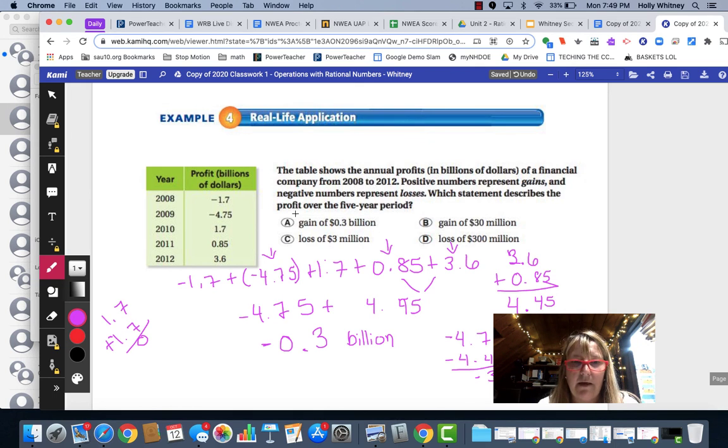So I know it can't be gains. And it would be tempting to choose this because it's 3/10 of a billion, but it's a gain. So now we have a loss of 3 million and a loss of 100 million. Well, this is in billions, so in order to make it into millions, I'm going to move the decimal point over, and I end up with a loss of 3 million.